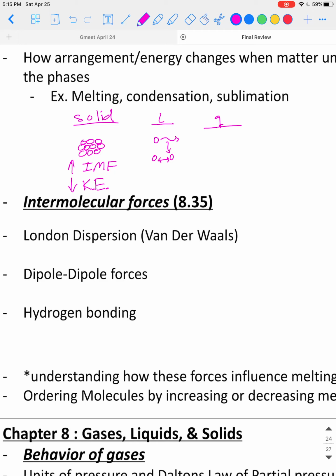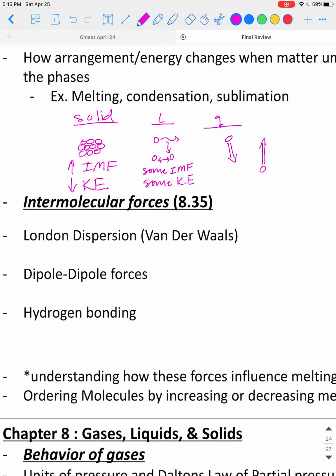Liquids, their particles can move about a bit to a certain degree, okay? And so we have more space between the molecules. So they have some intermolecular forces, and they have some kinetic energy. More intermolecular forces and more kinetic energy. Less intermolecular forces than solids. More kinetic energy than solids.